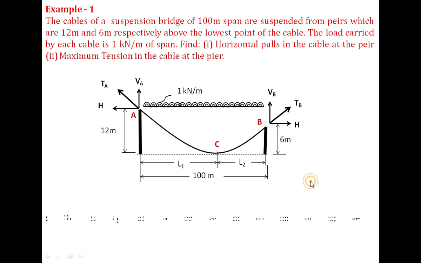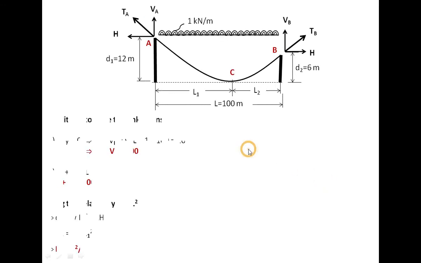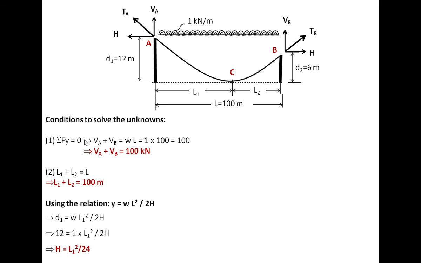So this is the given data. Let C be the lowest point of the cable located at L1, L2 from points A and B respectively. So the first condition we can apply is sigma Fy = 0, that VA plus VB is equal to W into L, that is 1 into 100, that is 100. So VA plus VB equals 100. Another is L1 plus L2 is L, so L1 plus L2 is equal to 100.